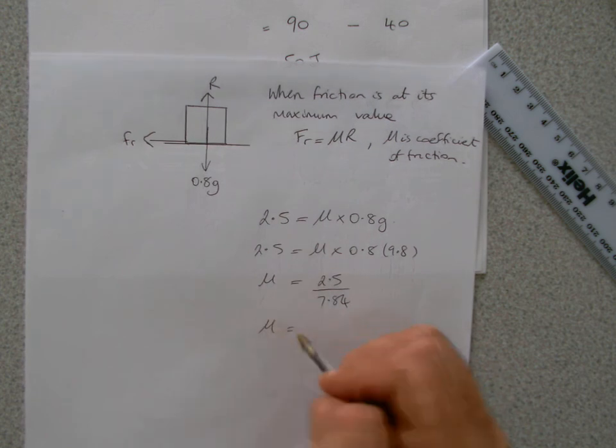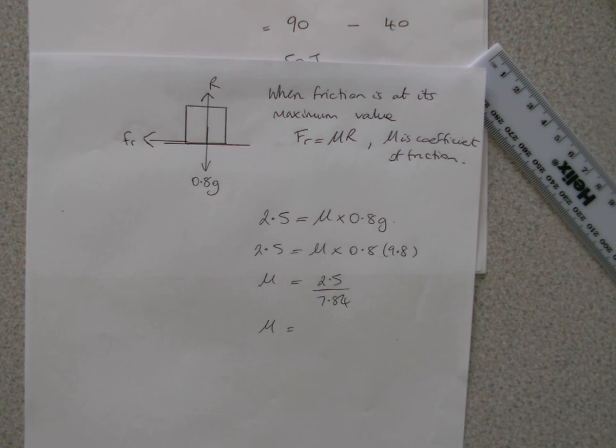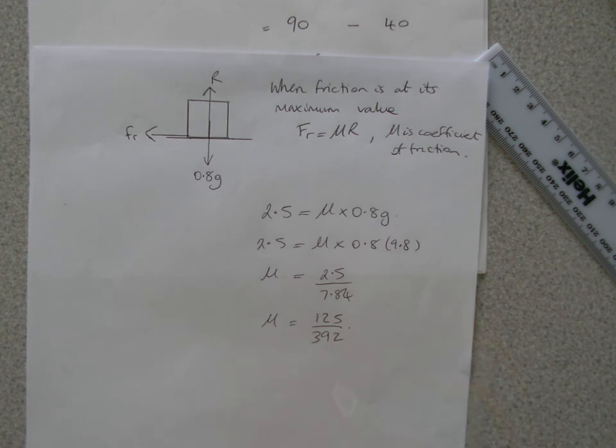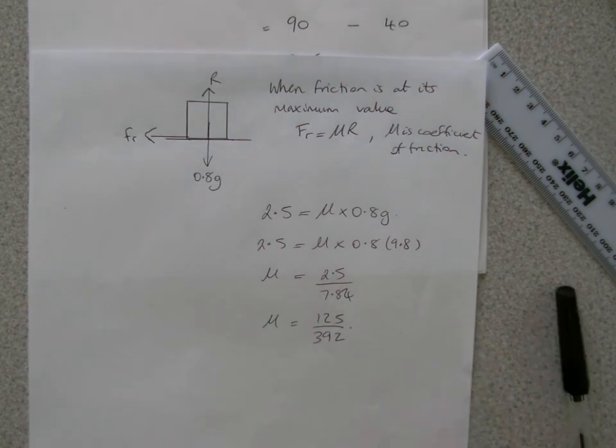So let's type that into the calculator to see what that comes to. Okay, so it's not particularly nice. We can write it as a fraction, 125 over 392. And we found there the coefficient of friction.